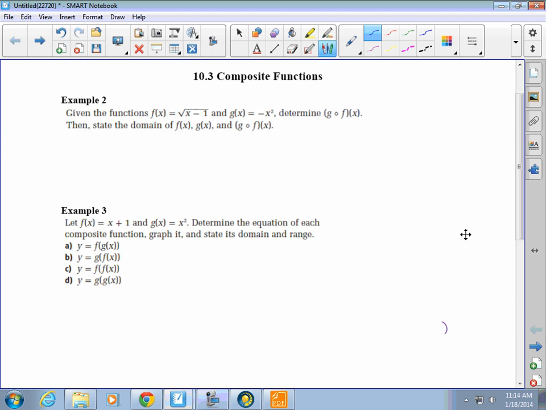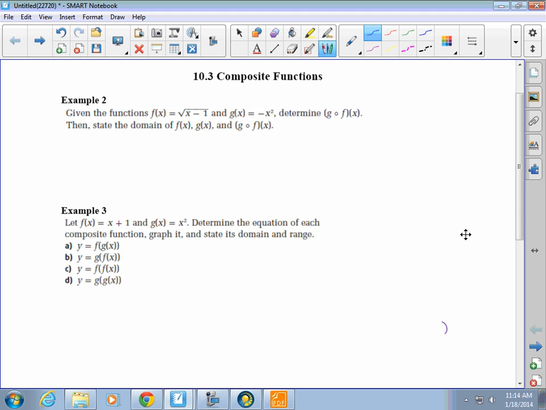10.3 is on composite functions or function composition. Both mean the same thing. Basically what it's doing is you're taking two or sometimes three functions and you're composing them together. So you're writing them so that they're all one function. So this says example 2, but really it's example 1.